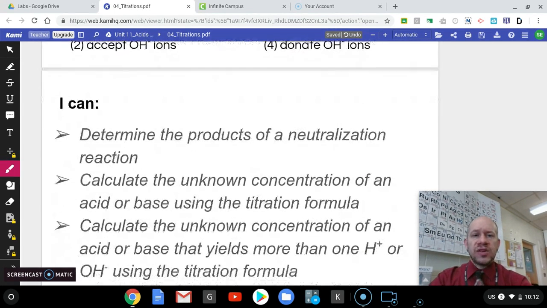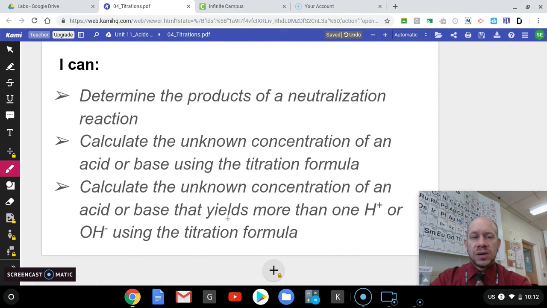And now you can determine the products of a neutralization reaction. You can calculate the unknown concentration of an acid or base using the titration formula, and you can calculate the unknown concentration of an acid or base that yields more than one hydrogen ion or hydroxide ion using the titration formula.